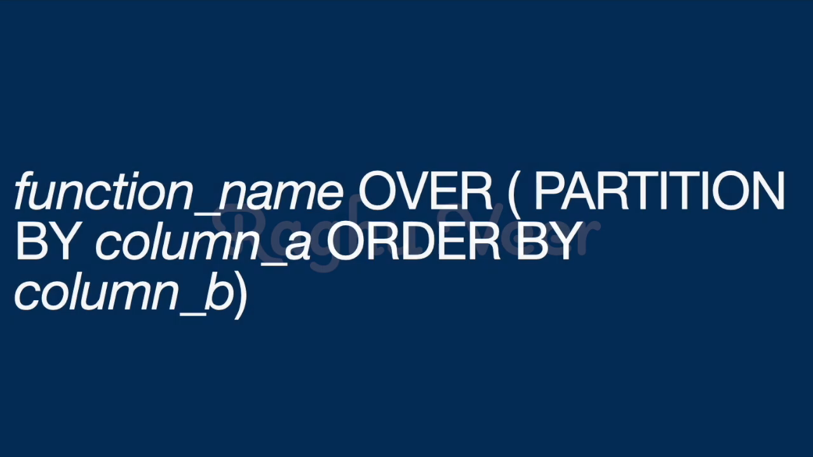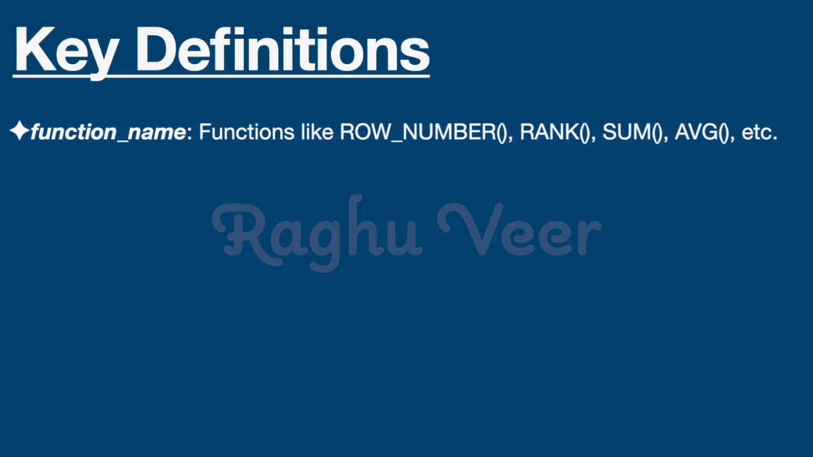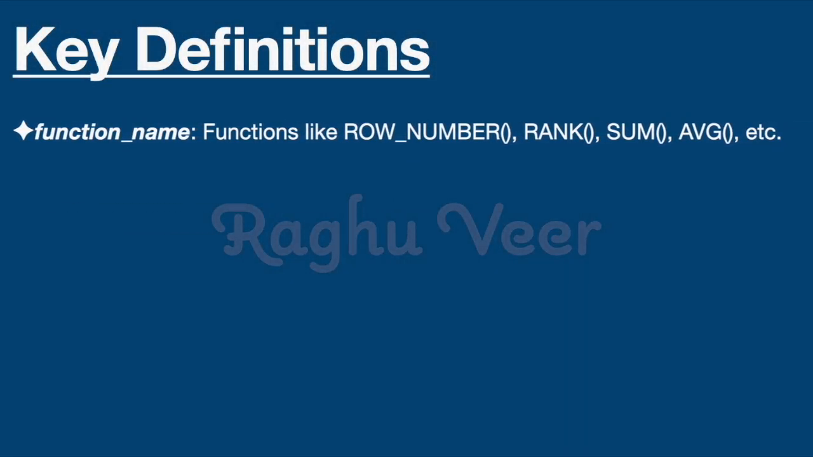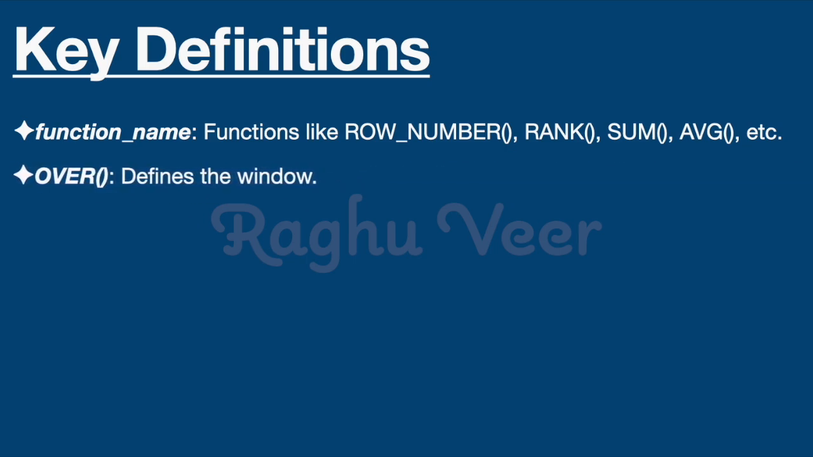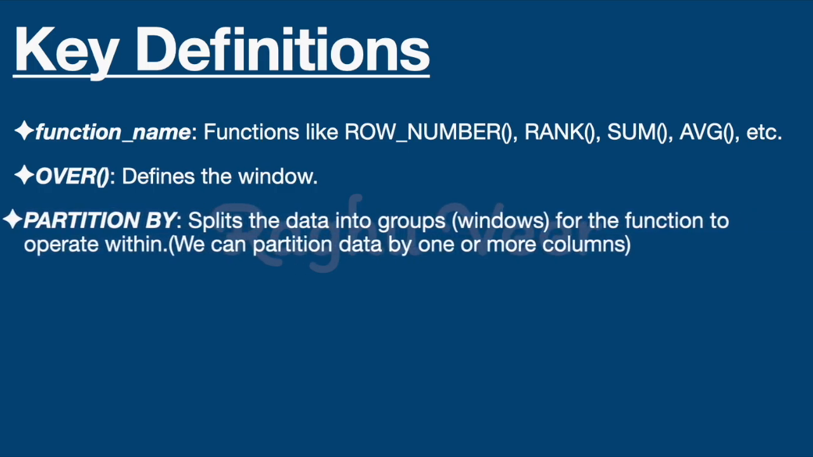Well, this is the syntax for a window function. Function name over partition by, we can give the names of the columns here, order by, again the names of the columns. So the function name is where we give the name of the function. Any type of function like aggregate or ranking or value based can be given here. Next we have the over keyword, which is where we are defining the window. And how we are defining the window is given by the partition by and order by clauses.